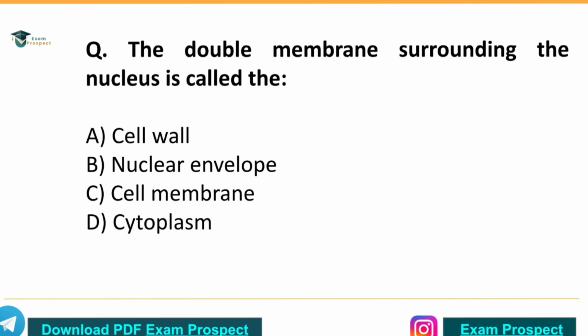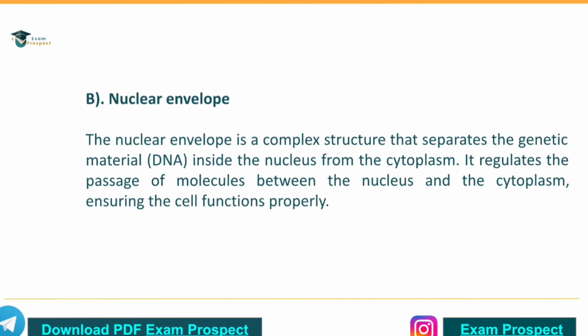Next question, the double membrane surrounding the nucleus is called the... Correct answer is option B, nuclear envelope. The nuclear envelope is a complex structure that separates the genetic material, DNA, inside the nucleus from the cytoplasm. It regulates the passage of molecules between the nucleus and the cytoplasm, ensuring the cell functions properly.